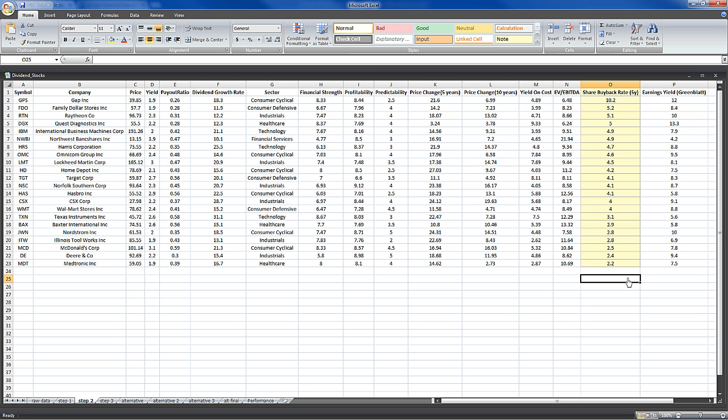So we filtered by share buybacks. We want the highest buyback rate possible, because that's powerful for us. It increases earnings, it increases the share price, it increases our dividends. And so I filtered it down to the ones whose buyback rate was 2% or higher to trim us down from 40 to about 23.